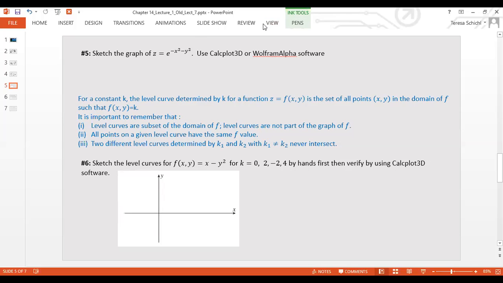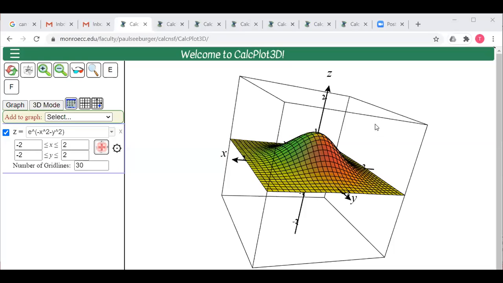Okay, now let me show you what CalcPlot3D looks like. This is CalcPlot3D. Basically, you just type CalcPlot3D in your browser. Here is where you input the function: e to the power negative x squared minus y squared. Here you can also change how long the x-axis and y-axis are. As you can see, the graph looks like a bell, like an upside down bell.